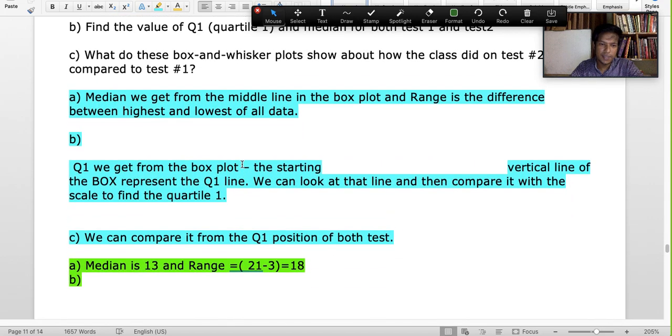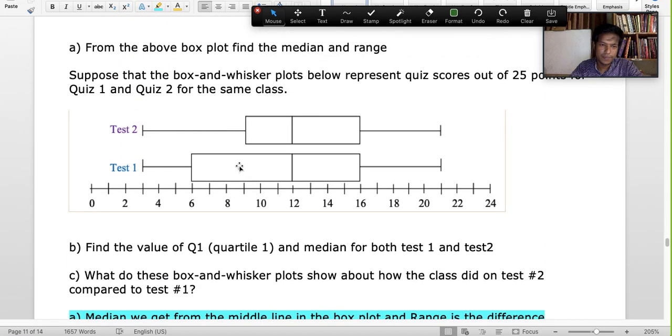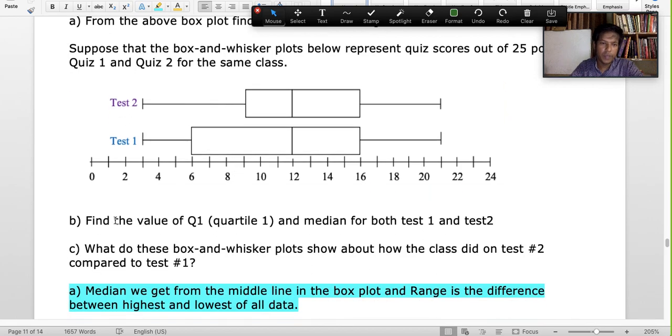So this is easy. What is the question? Find the value of quartile 1 and median for both test 1 and test 2. So for test 1 quartile 1 is 6, and for test 2 quartile 1 is 9, and for both of them the median is 12.